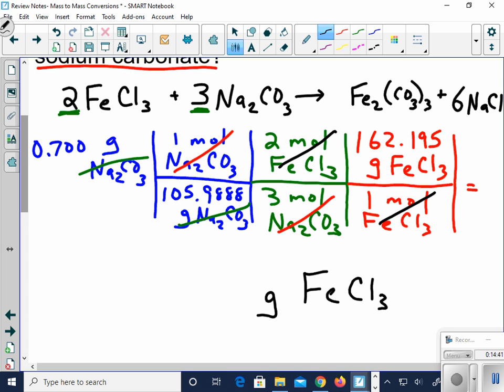So all I need to do now is just go through and work my math, starting with 0.700. Note there are 3 sig figs there. I divide by 105.9888, multiply by 2, divide by 3, multiply by 162.195. I come up with a value of, with 3 significant figures, 0.714.